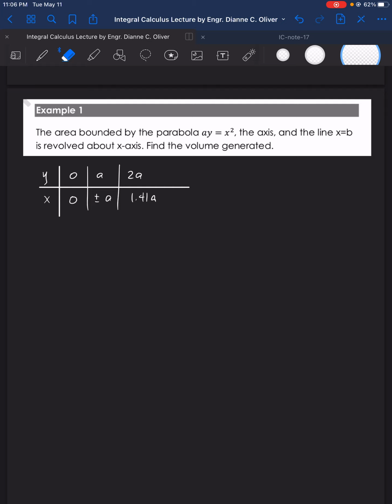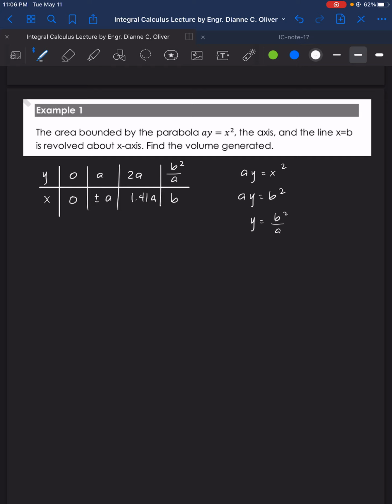Next, it says there x is equal to b. So if x is equal to b, what is y? a y is equal to x squared, so a y is equal to b squared. So y is equal to b squared over a. So this is b squared over a.